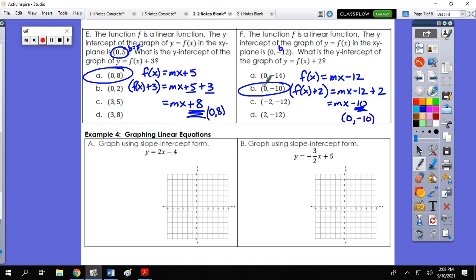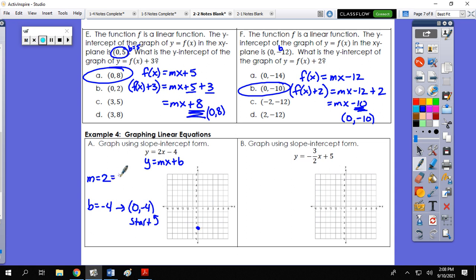Okay, so that brings us to graphing. We should remember how to graph from Algebra 1, so this should be relatively quick. Remember that the first couple here are in the form y equals mx plus b. So we have a slope and a y-intercept. The y-intercept tells us we're going to start at the point 0, negative 4. 1, 2, 3 right there.